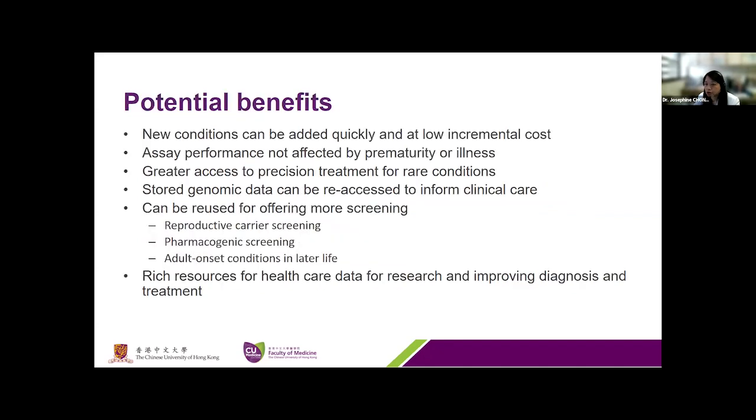But there are also potential benefits that we understand newborn genomic screening could have: new items, new conditions could be added quickly if the sequencing data is already there, and also the sequence data should not be affected by the maturity of the patient, or whether the patient is put on oral feeding, or whether the patient is sick or not, because biochemical testing is affected by the maturity, and also whether the patient has had full feeding or whether the patient is ill or not.